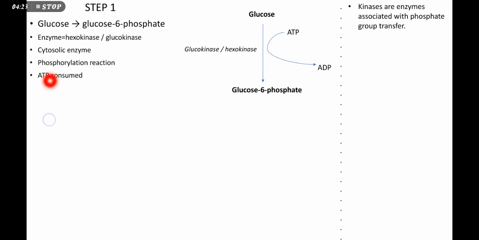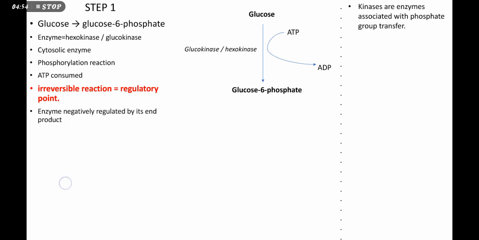Hence, this is a phosphorylation reaction. This is an irreversible reaction, hence a regulatory point. All the irreversible reactions in metabolic pathways are the reactions which undergo regulation, that is allosteric regulation and hormonal control. Hence, this reaction is very important from a regulatory point of view. Now, what will actually be regulated? Well, the enzymes which I just told you, glucokinase and hexokinase, will be regulated.